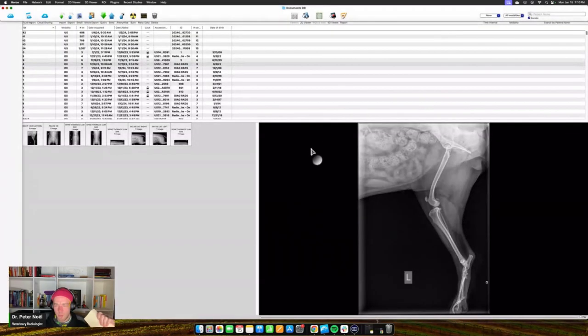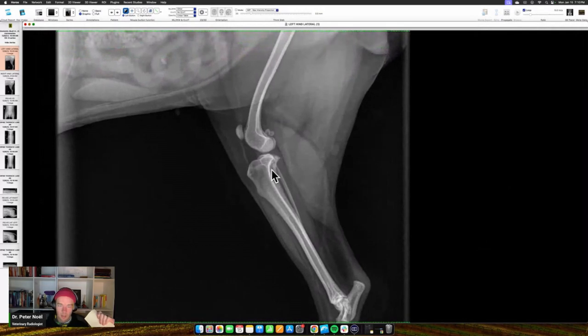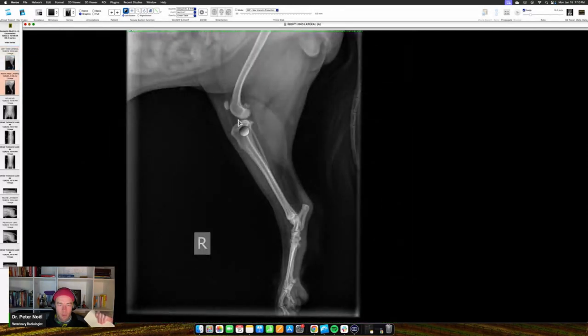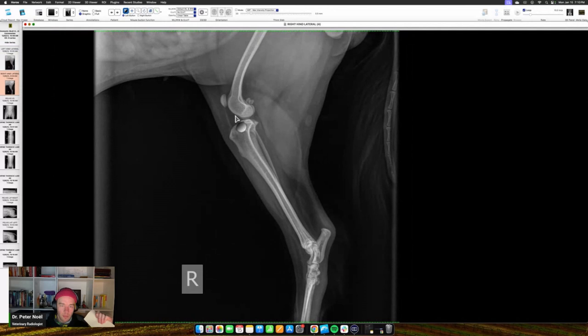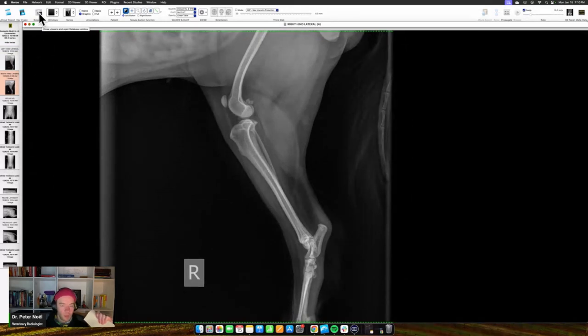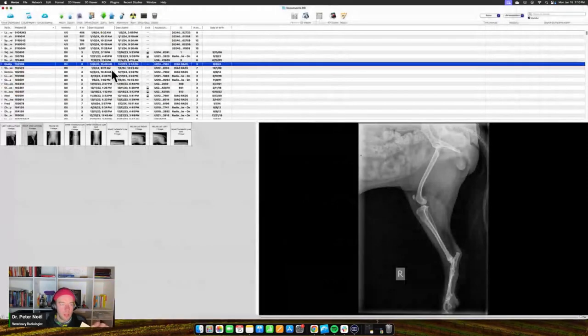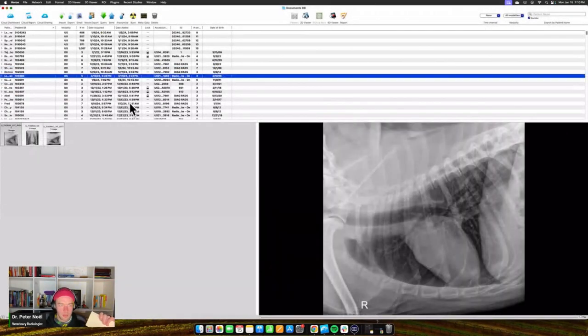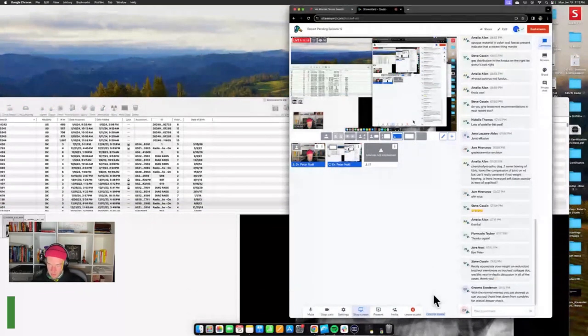Okay. This is a normal meniscus. Let's just check this thing out. Look at that. Normal meniscus right here. A little bit of opacity right there. Normal fat pad. Okay, cool. Check. Done. All right. Let's call it quits. And then I'm going to answer Graham's question.